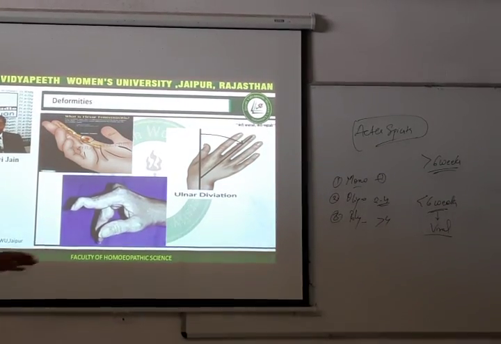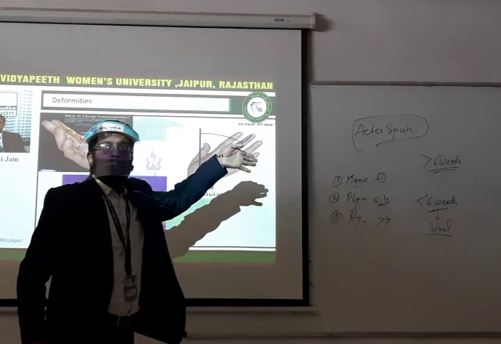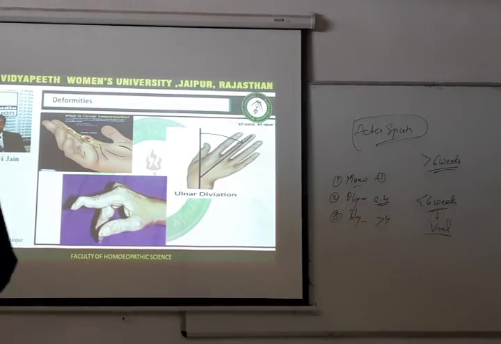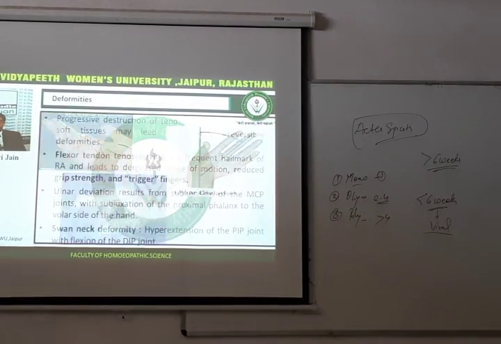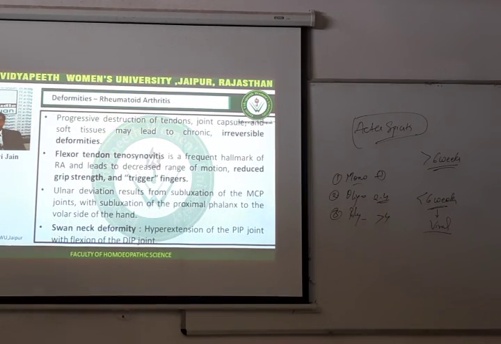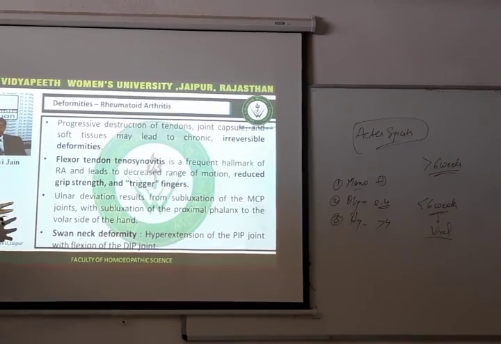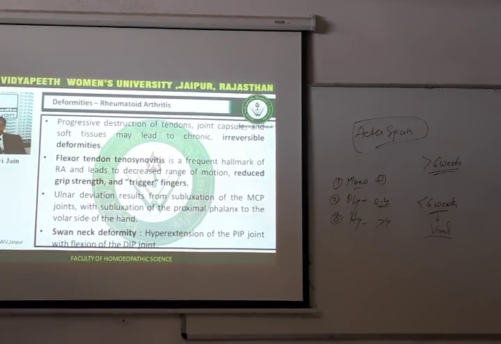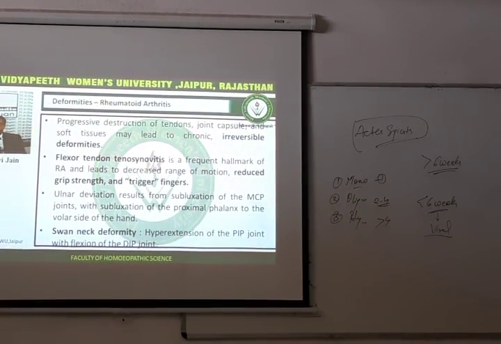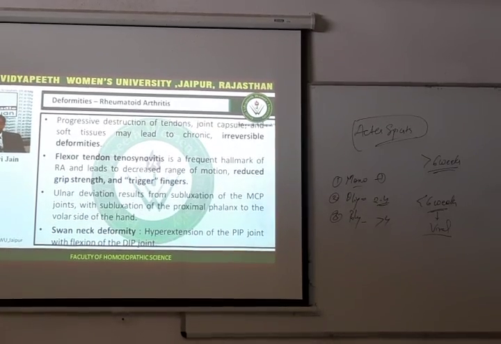This is the ulnar deviation. The hand is getting deviated on the ulnar aspect. Alright, so this is ulnar deviation. That is also seen. It results from the subluxation of the metacarpophalangeal joint with subluxation of the proximal phalanx. So there is subluxation of the metacarpophalangeal joint and proximal phalanx on the volar aspect of the hand.